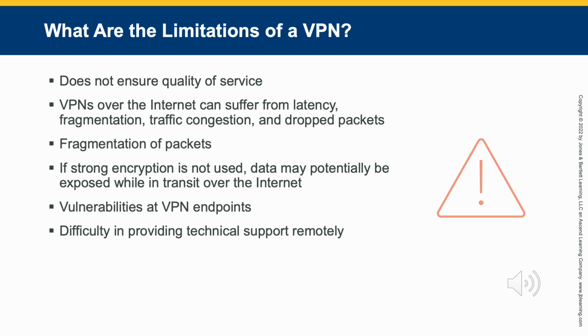What are some of the limitations of a VPN? It does not ensure quality of service. VPNs over the internet can suffer from latency, fragmentation, traffic congestion, and dropped packets. If strong encryption is not used, data may potentially be exposed while in transit over the internet. Vulnerabilities at VPN endpoints, and difficulty in providing technical support remotely.